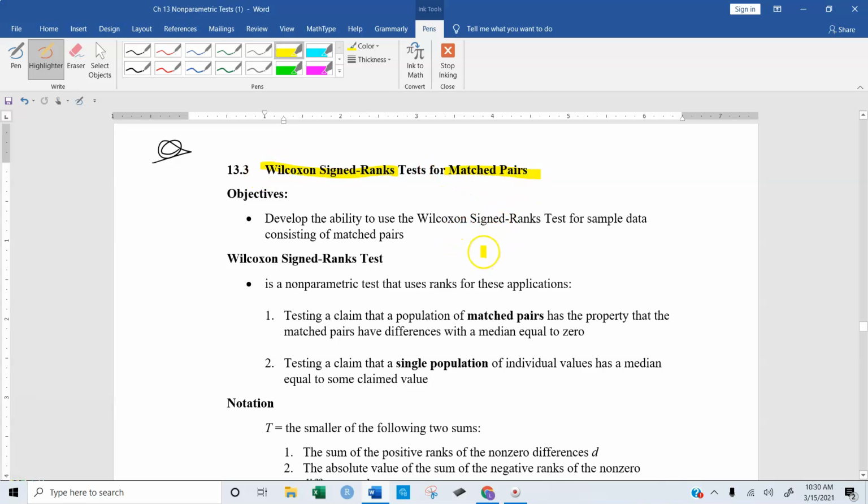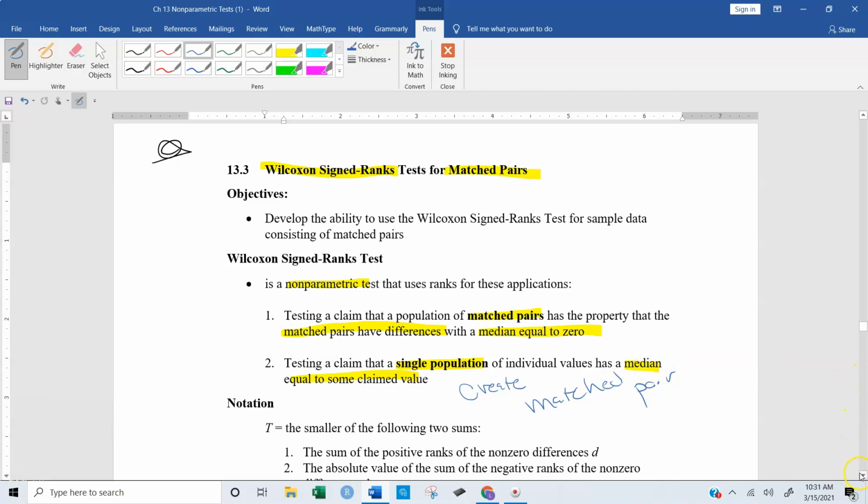Some of those will be from two sets of data, and some of them will create. We're going to use a non-parametric test, which means it only truly looks at the signs. We're going to do matched pairs, where the property is that the matched pairs have differences. So we have matched pairs, two sets of data, and a median equal to 0. The other thing we're going to test is a single population. We'll take that single population and compare it to a median equal to some claimed value, meaning we are going to create a matched pair here, and we're going to check against that value.